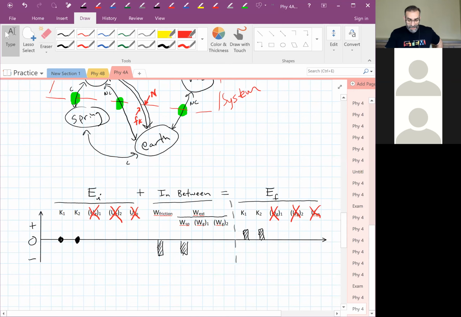Work done by gravity on block 1. Block 1 is going up the incline, so gravity is pulling down, doing negative work, trying to slow down block 1. Work done by gravity on block 2, positive, because block 2 is dropping, gravity is pulling down, doing positive work, trying to increase the speed of M2.